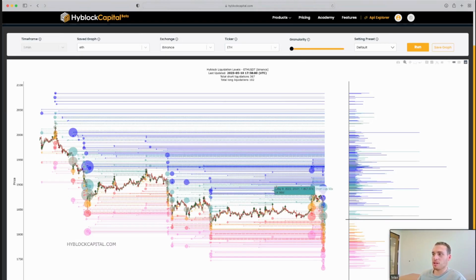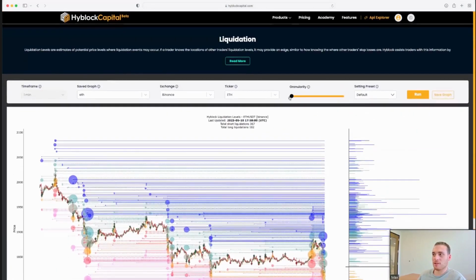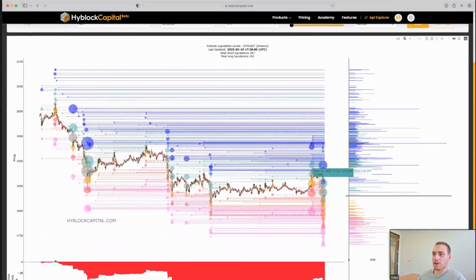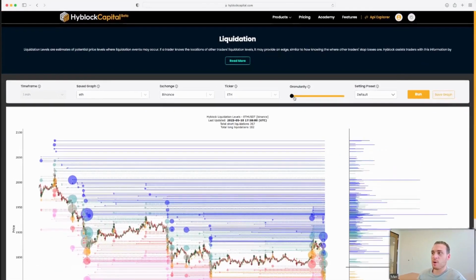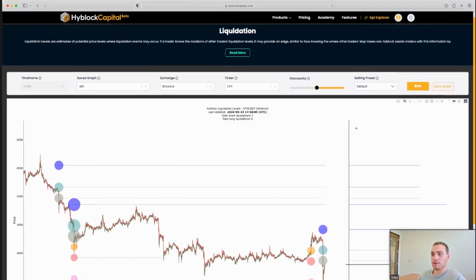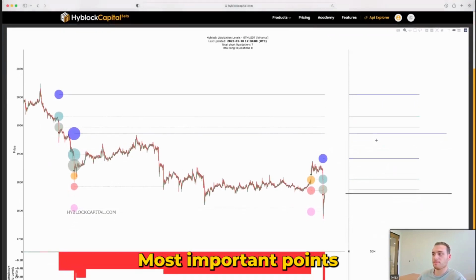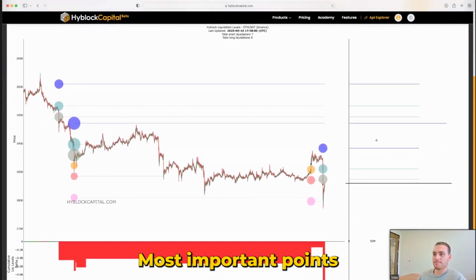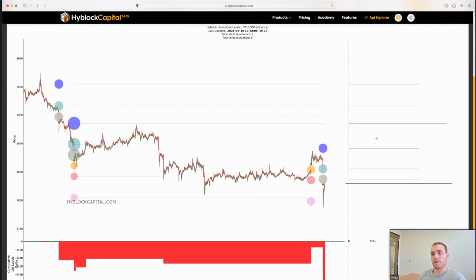One, you could leave it as is. Granularity is all the way up. If this is a little bit cluttered for you, it's too much to look at, you have the option to slide down the granularity and clean the chart up. That will take out a lot of the noise and just show you the most important points. So that could look something like this, a little bit cleaner, and it'll show you where other traders have likely positioned.